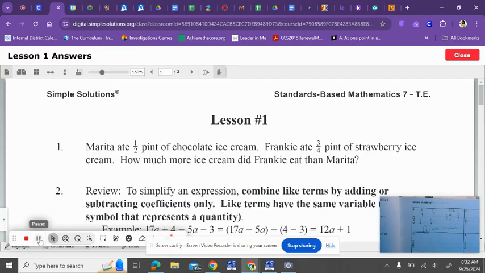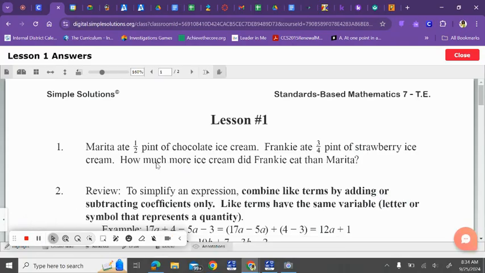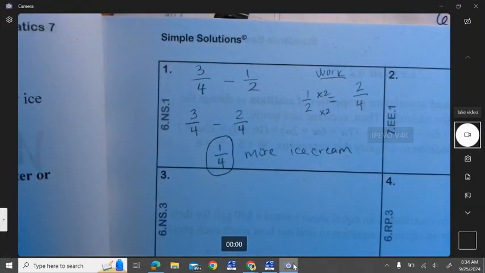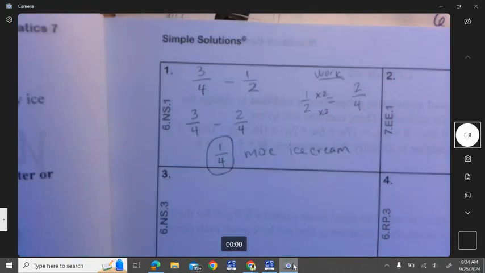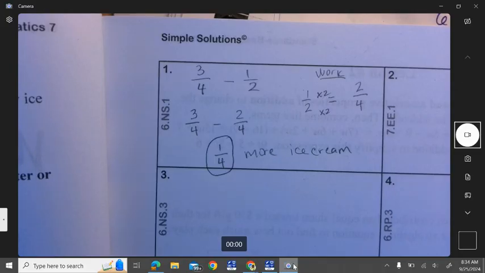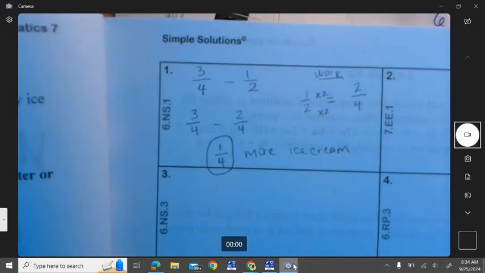Okay, so for number 1, it says Marita ate 1/2 pint of chocolate ice cream, Frankie ate 3/4 pint of strawberry ice cream. How much more ice cream did Frankie eat than Marita? Right here it says how much more, that's subtraction. If you look at my work, you have the answer as 1/4. Because we're subtracting, you have to make sure you have a common denominator, which is the least common multiple, which is 4. So we change 1/2 to 2/4, so we were able to subtract. You have to have a common denominator when you are subtracting.